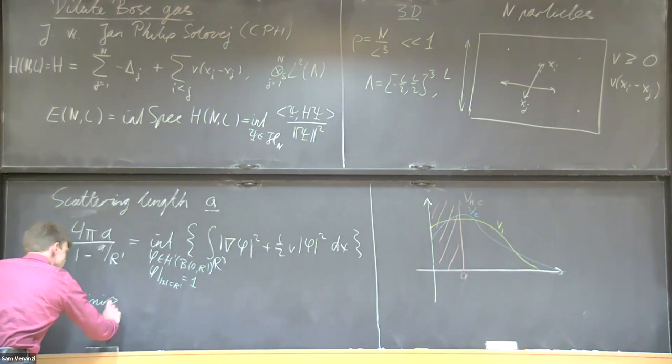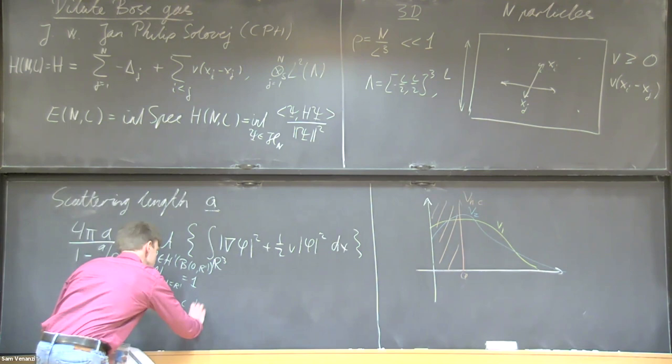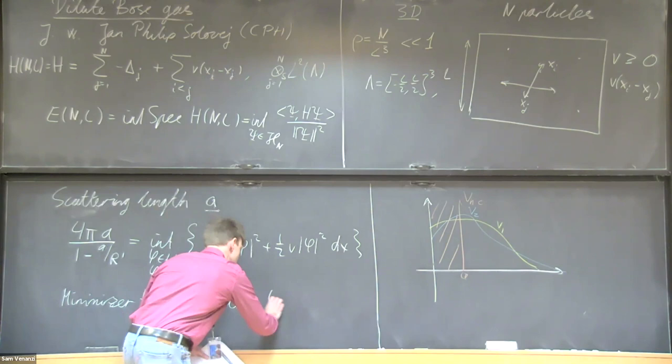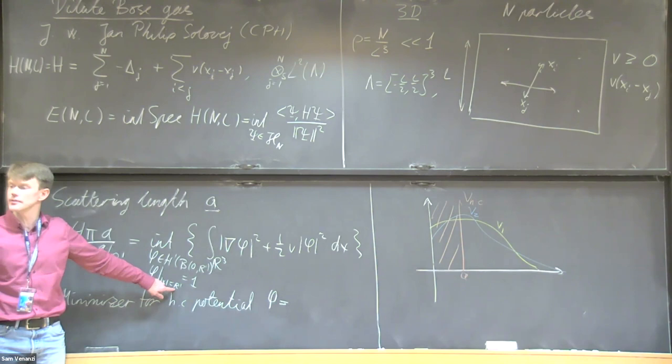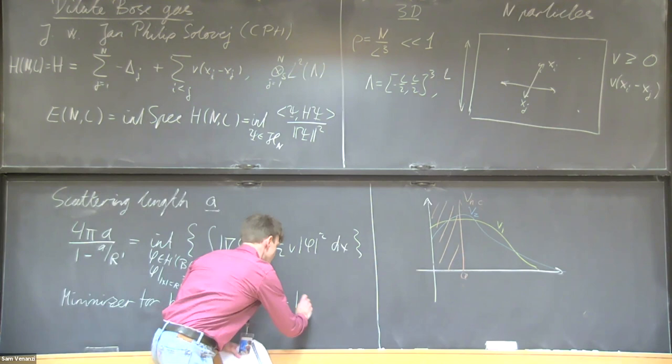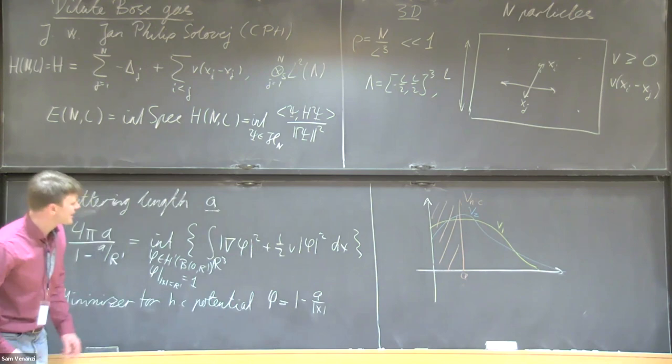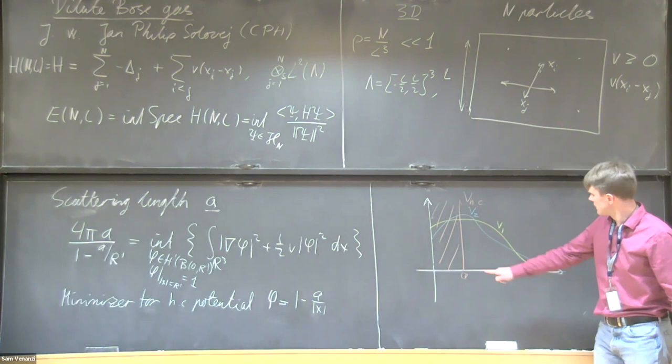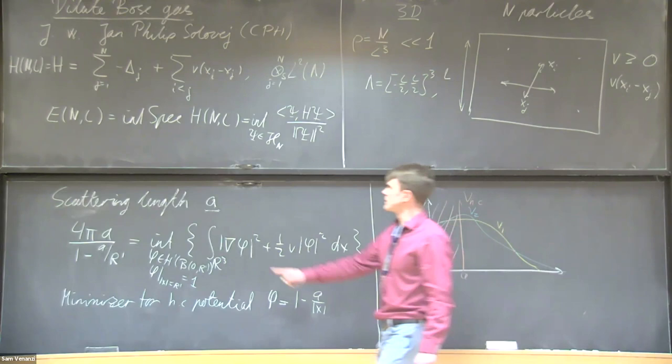And so the minimizer for the hardcore potential, in this limit where I have taken R prime to infinity, which I will always understand in what I write from now on, would then be 1 minus a over x. It's actually not an accident that for the hardcore I have written the radius here as a, with the same symbol as for the scattering length.